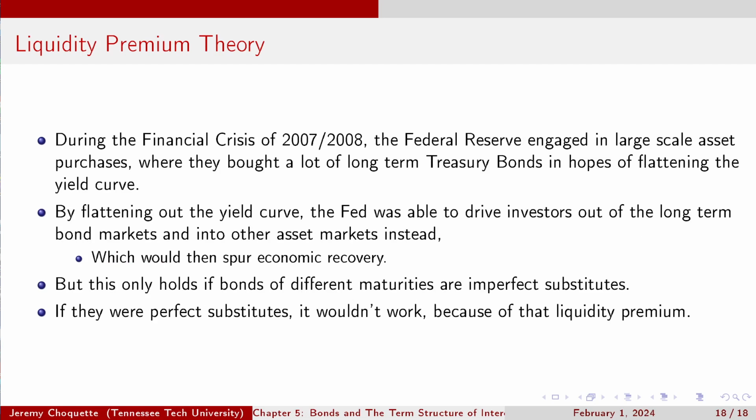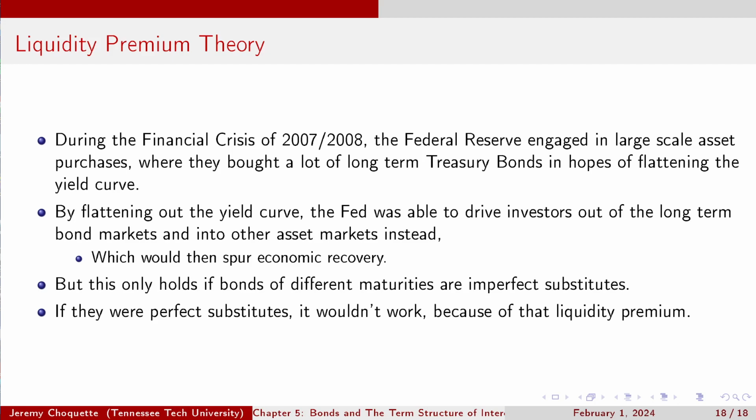Now, during the financial crisis of 2007 and 2008, the Fed engaged in large-scale asset purchases where they bought a lot of long-term treasury bonds in hopes of trying to flatten out that yield curve. And by flattening out the yield curve, the Fed was able to drive investors out of the long-term bond markets and into other asset markets instead, which would then help spur economic recovery. The idea is that because these guys are imperfect substitutes, there are other substitutes that investors could go towards instead.